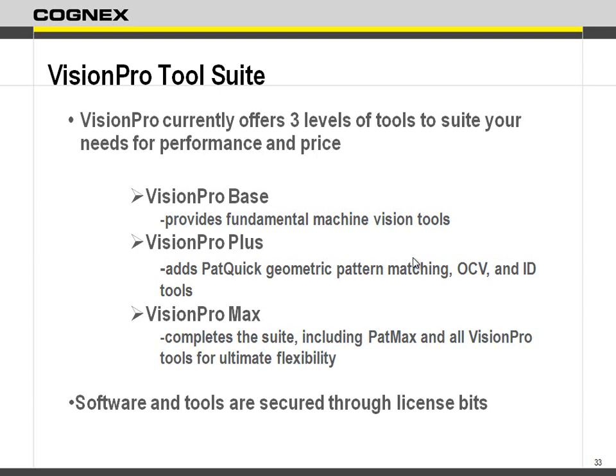Then you can go up to VisionPro Plus. VisionPro Plus is going to add PatQuick. We'll talk a little bit later about the difference between PatQuick and PatMax, but I'll leave it right now by saying PatQuick is just the first step of PatMax. It's your down and dirty, really quickly trying to find where the part is. It's going to blow any normalized correlational search out the window. It's still going to be faster than anything else in there, but it allows you to do some pattern matching.